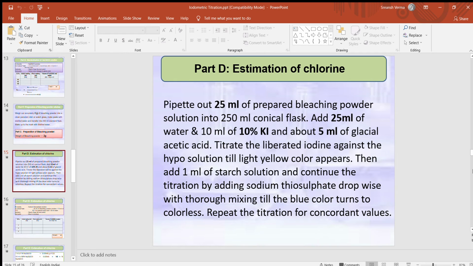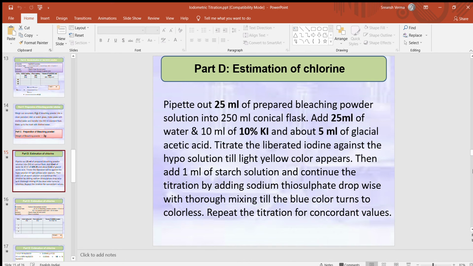So once this complex is formed, afterwards again proceed with the titration. Your solution will turn colorless. The moment your solution turns colorless, stop the titration because now you have reached the end point of the titration. So now the same procedure you have to repeat another 2 times for the concordant value.